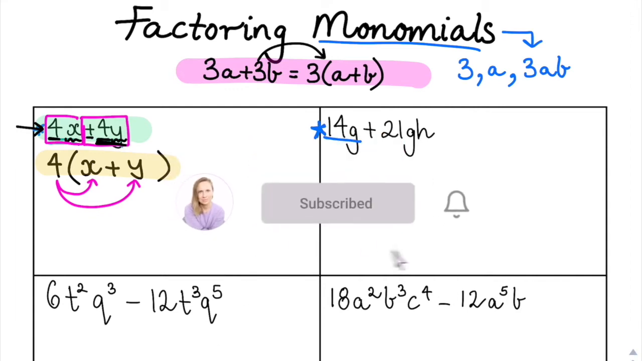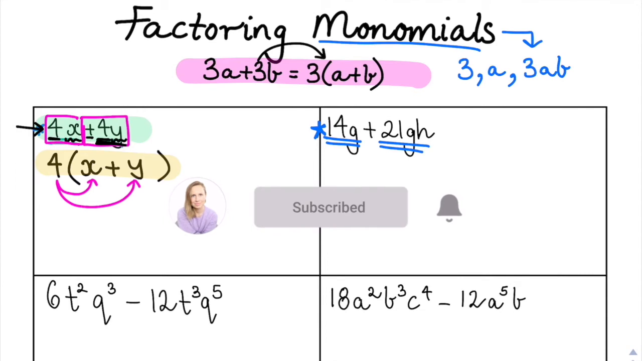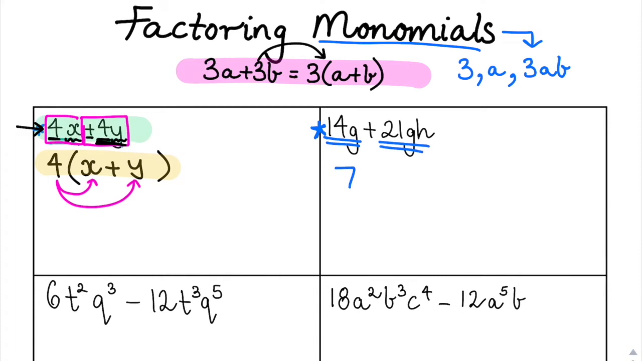We need to find the greatest common factor of these two terms, or these two monomials. The biggest number that goes into 14 and 21 is 7. You might also notice that each term has a g in it, so we're going to take that out as well as part of the greatest common factor. There are no other letters in common, so let's open up our set of parentheses.